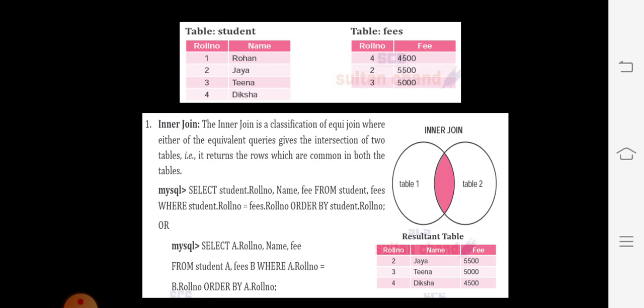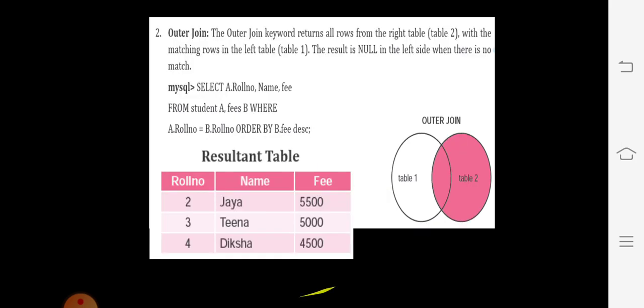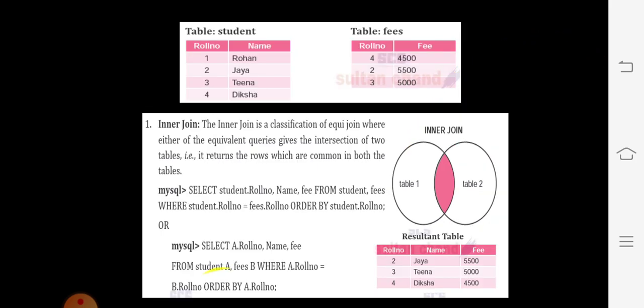So, it will fetch only 2, 3, 4. The condition is very similar. Here we have given the order by clause for getting the roll numbers in an order, that is in ascending order. 2, 3, 4.